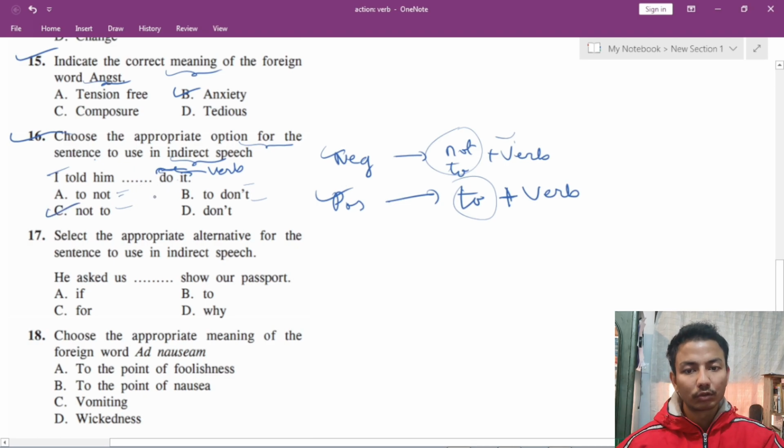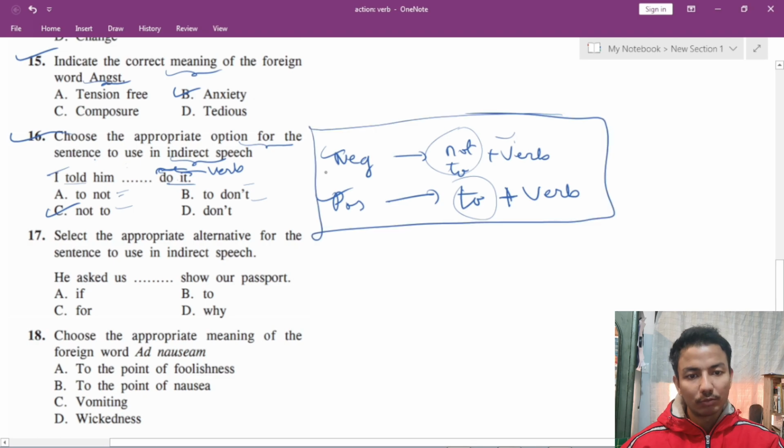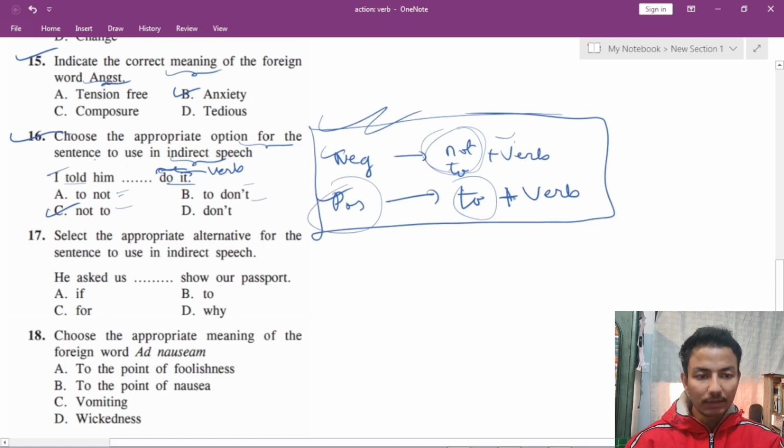Since there's no option where there's only to, the correct option will be not to. So the entire sentence is in negative context. I told him not to do it. So if there is one thing you want to take away from this question, you must remember this one. If it's in negative context, it would be not to plus verb. Before the verb, not to will come. But when it is in positive context, to will come before the verb.